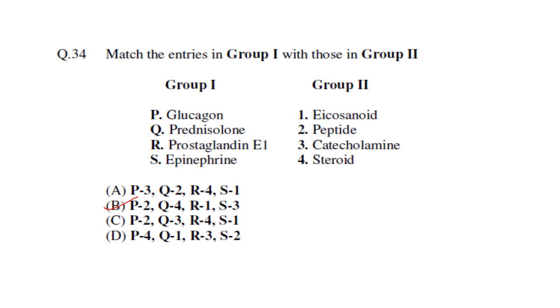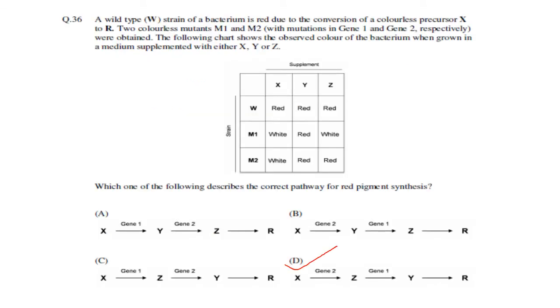Next one. Match the entries in group 1 with those in group 2. Glucagon is a peptide. Prednisolone is a steroid. Prostaglandin is an icosanoid and epinephrine is a catecholamine. So answer is option B, P2Q4R1S3.